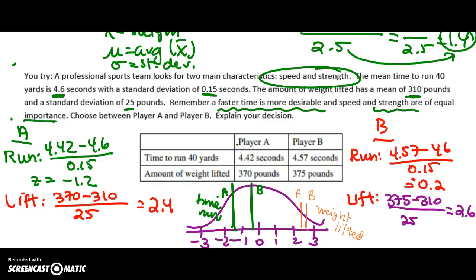Okay, so please check your work. Pause me if you need to take notes and adjust. Player B's z-score for running was negative 0.2, and their z-score for lifting was 2.6. So we're going to compare between the two. I'd like you to pause me, look at this, and decide who you think would be the more desirable player. I drew a little diagram at the bottom to portray their z-scores. Over on the right is the amount of weight that they lifted. Over on the left is the time that they ran. Take a second, decide who you would pick, and then we'll compare answers in a moment. So pause me, make a decision, and explain why.